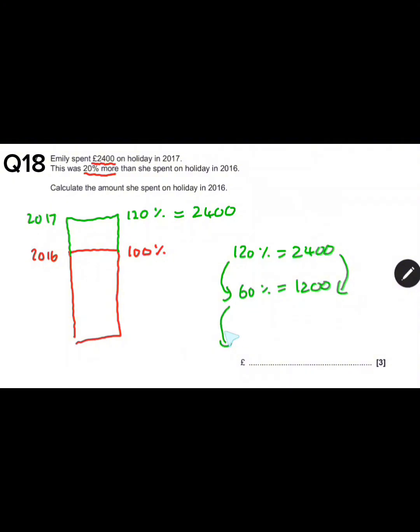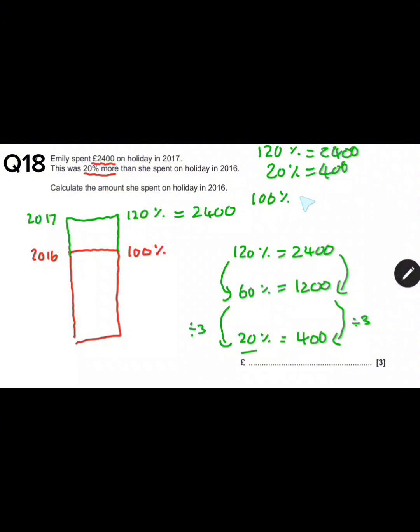I might divide by 3 this time to give me 20%, and divide by 3 on this side. And 1,200 divided by 3 is 400. 20% is useful because I've got 120% here. So if 20% is 400, and 120% is 2,400, then 100% must be 2,400 take the 400, which is £2,000.